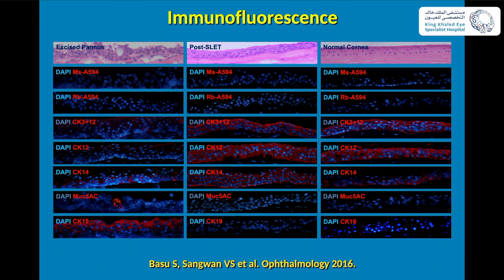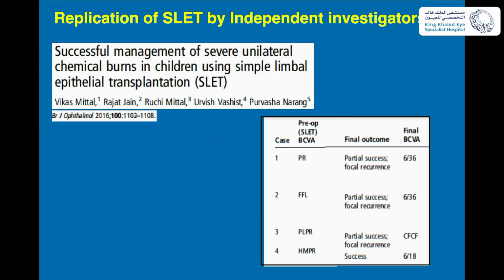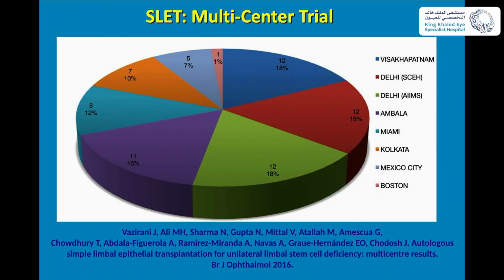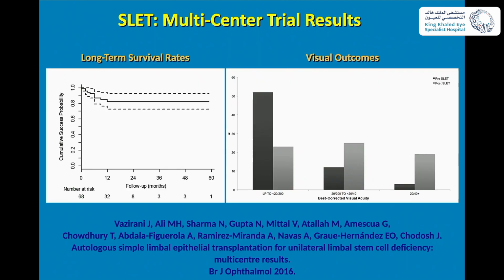And this is histology and immunohistochemistry of the excised pannus post-SLET, and corneas, and normal corneas. So you are able to restore the normal corneal epithelial structure and function. And this is the replication of our results by other groups. This is a multi-center study. This is a study from Dr. Mittal in Ambala, and this is a multi-center study from different cities in India and 3 different countries: Boston, Mexico City, Miami, and 4 cities in India. They could replicate the results, and none of them were directly trained by me.